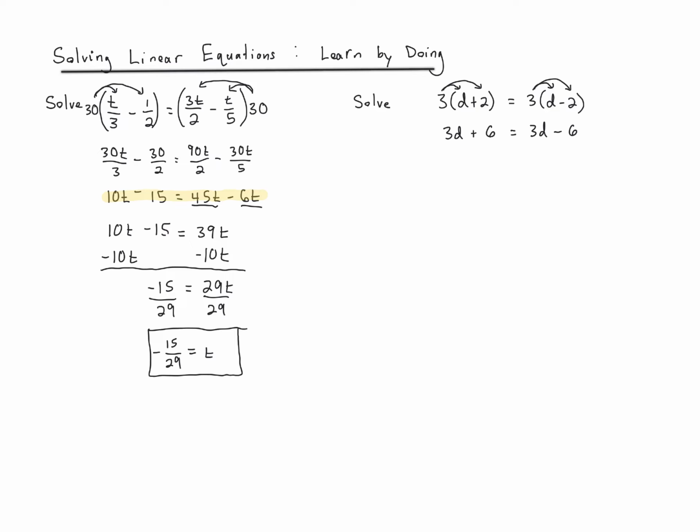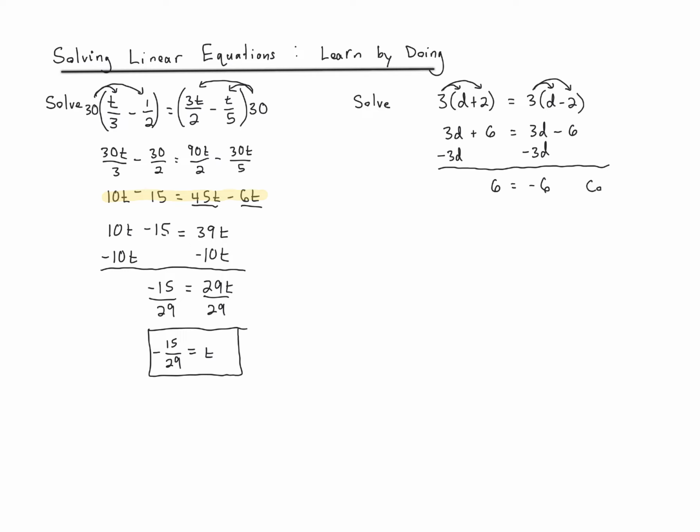Now here we've got variables on both sides of the equation. What can we do to eliminate one of those variable terms? Here we can subtract 3d to get rid of that 3d on the left. But if we subtract 3d on both sides, we see that all of the variable terms cancel, leaving us with 6 on the left and negative 6 on the right. So we end up with 6 equals negative 6. What do we call a situation where we have a false equation like this? 6 equals negative 6.